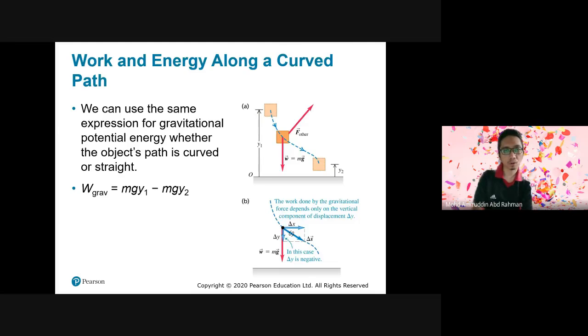If you look at figure B, the work done by the gravitational force depends only on the vertical component of the displacement y, because we are talking about the gravitational force. That's why we are considering only the direction of delta y. In that case, delta y is negative, because y2 is much smaller than y1.